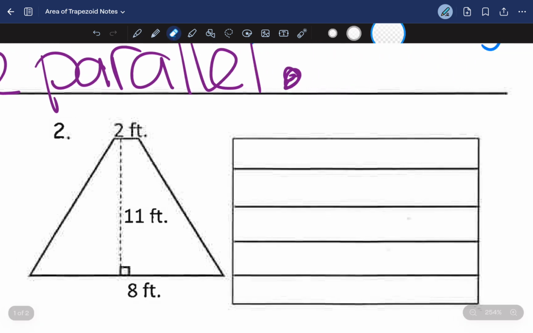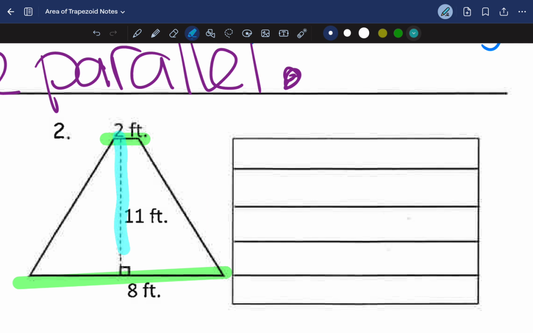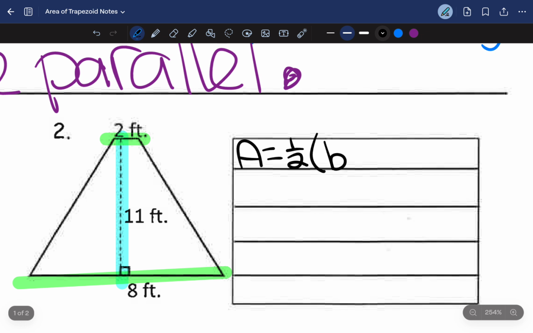Same idea. Let's identify those bases first. So we have 2 and we have 8. And then the height is that dotted line. Remember that 90-degree angle. What is perpendicular? We're going to write our area formula down first. We have A equals 1/2, in parentheses, we have base 1 plus base 2 times the height.